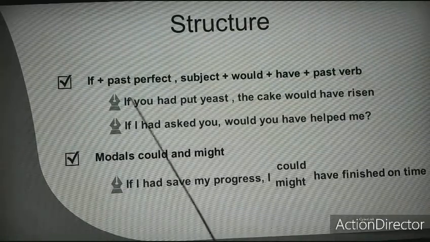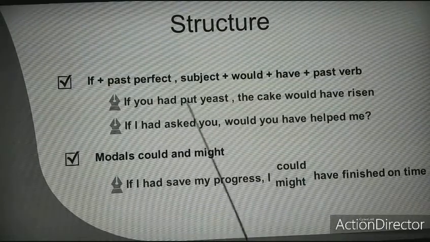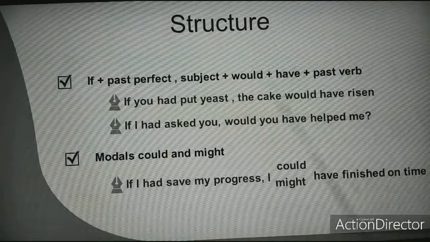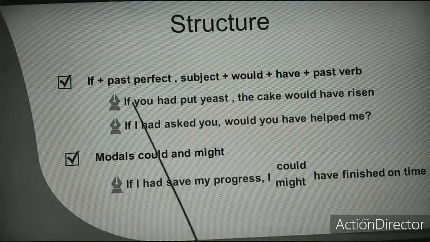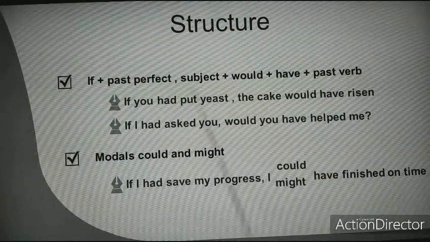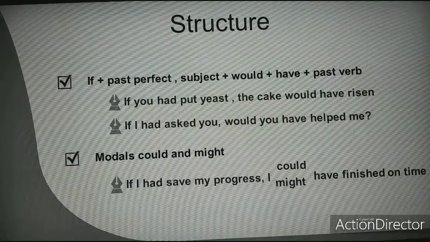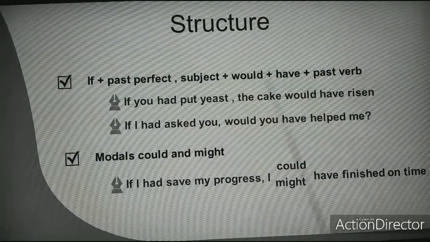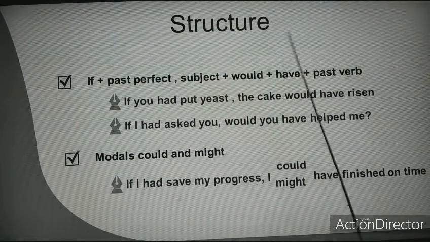For example, we have if in here, then we have the past perfect: you had put yeast. This is the first part that establishes the situation that didn't happen in the past. If you had put yeast, so the if, the past perfect. Then we have the second part of the sentence, which is the possible result of this first event that didn't occur.